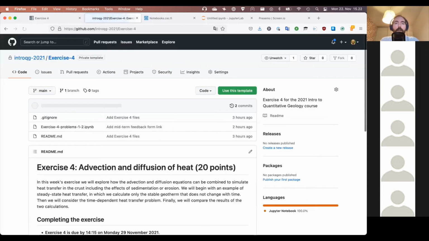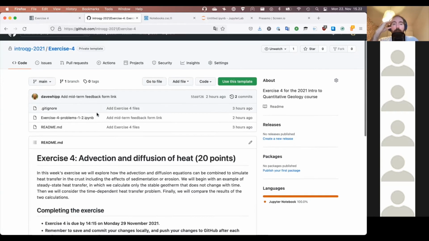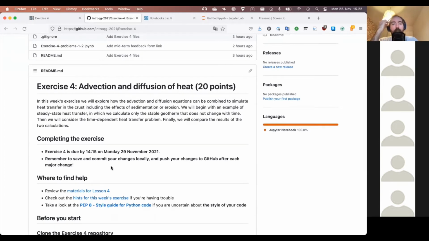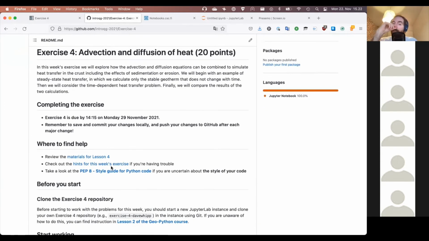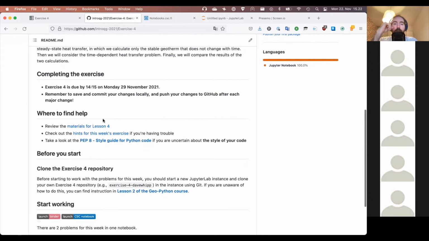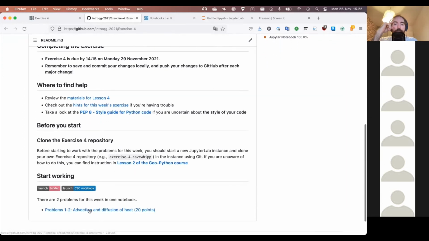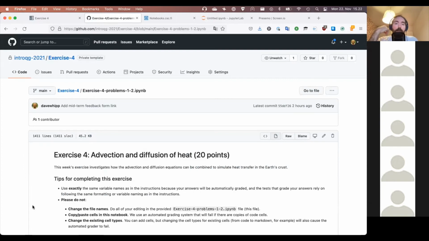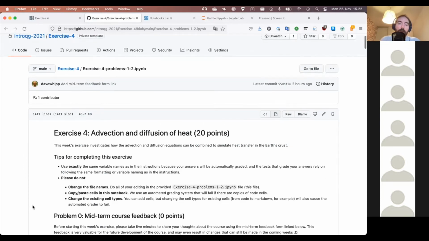We'll go here and take a look at exercise number 4. Okay, so as you can imagine, we're dealing with advection and diffusion in this week's exercise, and we're talking about heat. And you can find the basic information about the exercise here, links to the lesson materials and hints and all of that stuff. And it's due next week on Monday as usual. If we take a look at the problems themselves, there's a few things here.